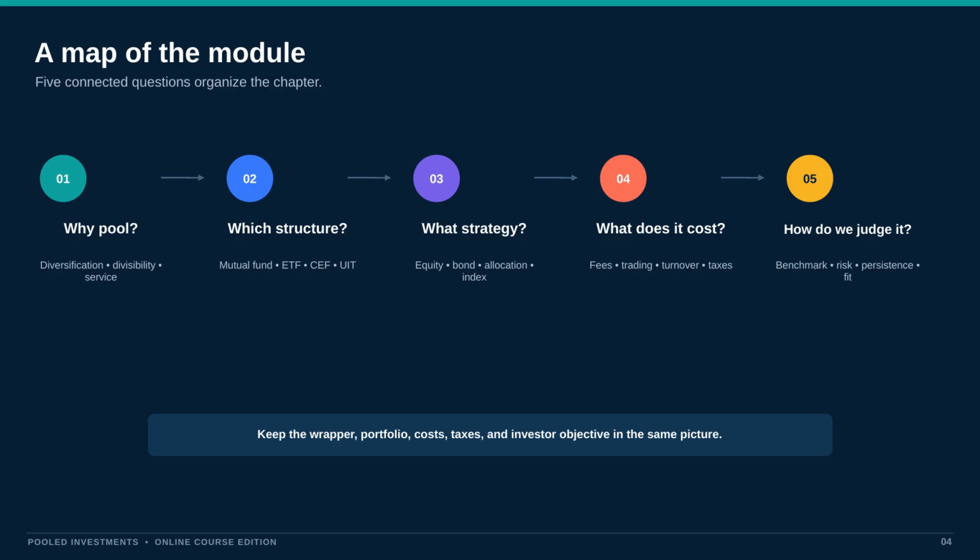Why pool money at all? Which legal and trading structure holds the portfolio? What strategy does the fund follow? What costs and taxes reduce the investor's return? And how should performance be evaluated?